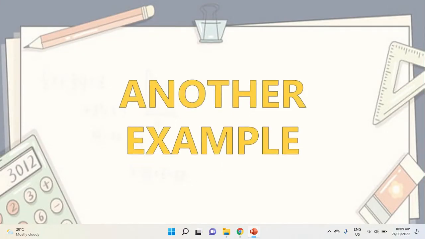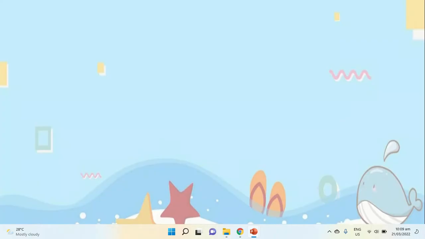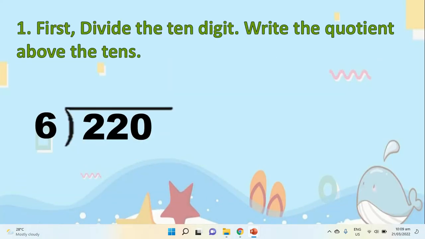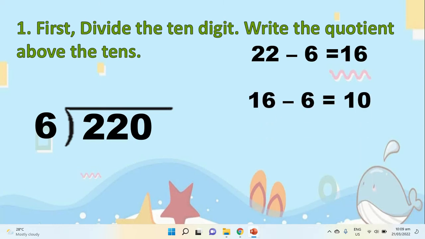Okay. Another example. So we have here a bigger number now. We have the hundreds place. So we have here 220 divided by 6. So we will do the repeated subtraction. 22 minus 6 is equals 16. 16 minus 6 is equals 10. 10 minus 6 is equals 4. So we will stop there because we cannot subtract 6 from 4, right?